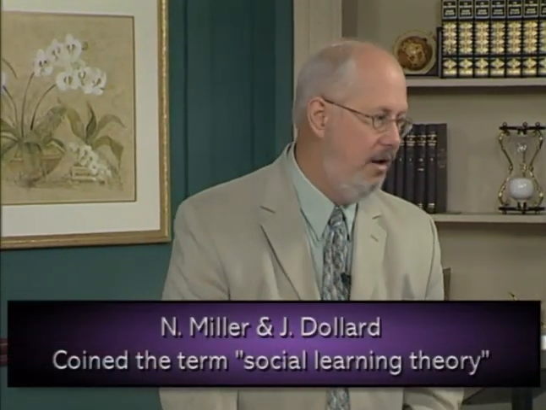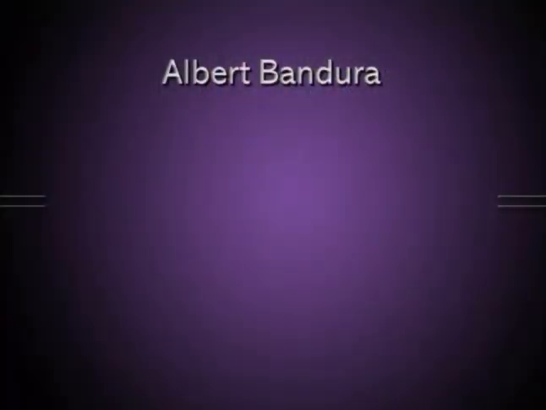Now, he expanded on the work of some others. In particular, two people named Miller and Dollard did some work in the early 40s, and in 1941 coined the term social learning theory. And Bandura worked with what they had already offered. But he added two crucial changes to this traditional learning theory, even to the social aspects of it.